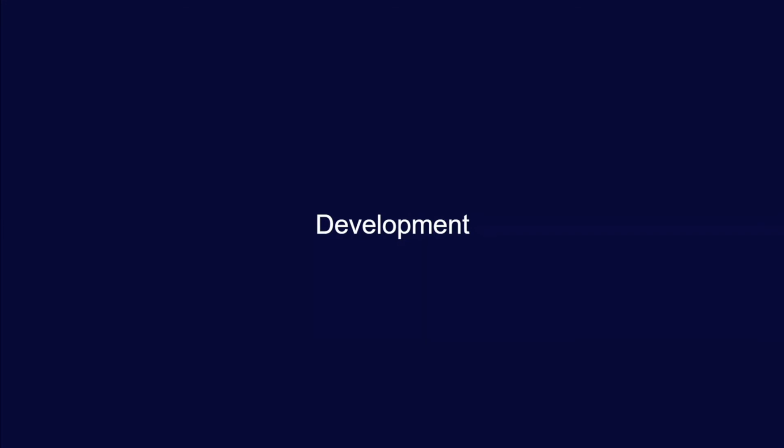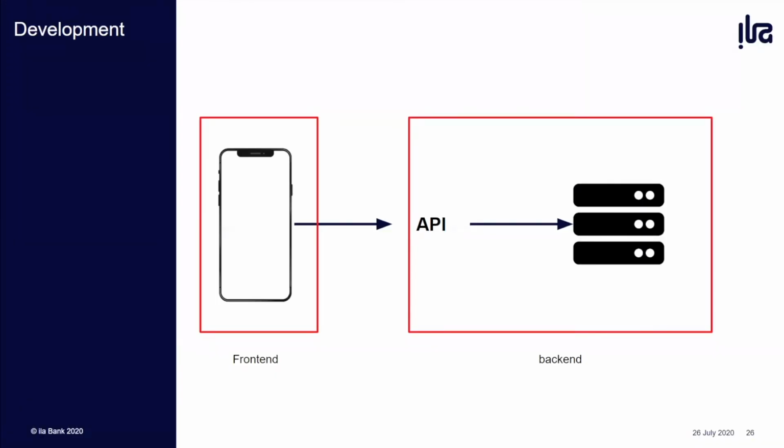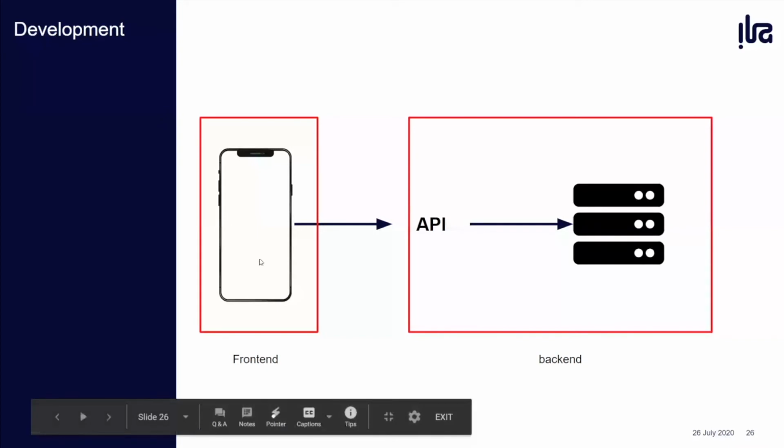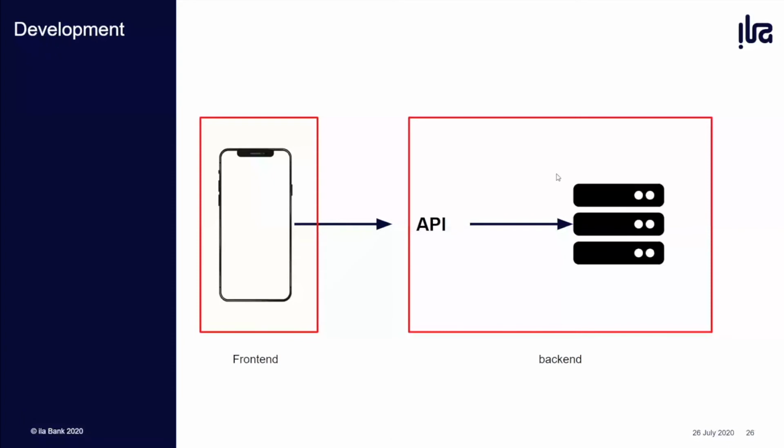So let's get started. This is how a basic application might look like. There is the app here on this side, running on your phone, which is called the front end, and you have the back end, which has all your data, your database, your APIs, and everything.